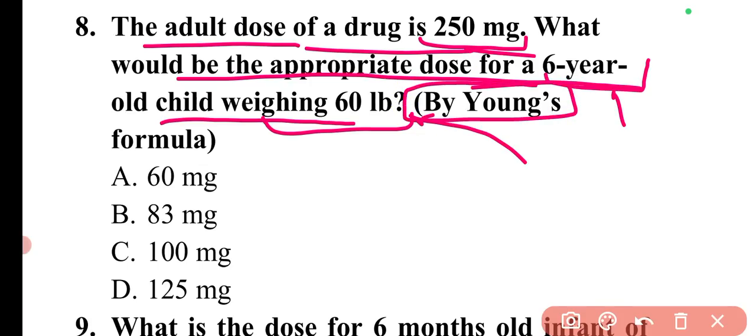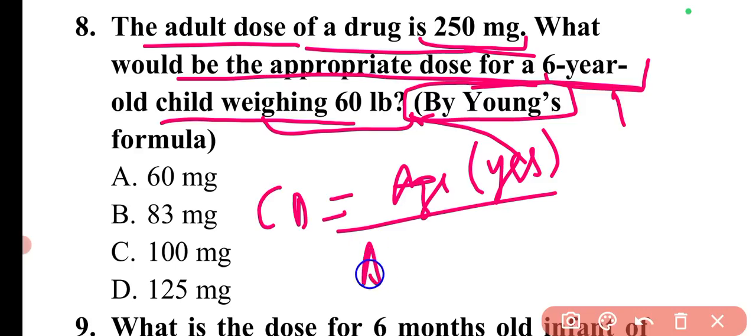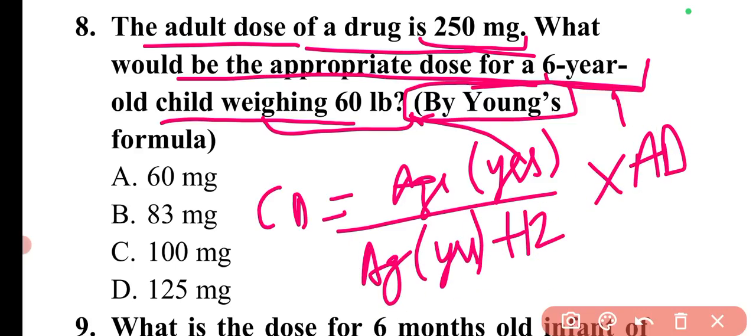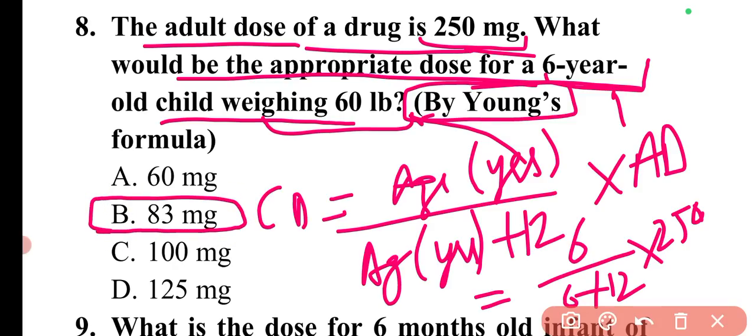But here it is specifically mentioned that we need to calculate by Young's formula. So why Young's formula? What is child dose? Child dose is equal to age in years divided by age in years plus 12, multiplied by adult dose. So this is the formula. Simply add the values: age is 6 years, divided by 6 plus 12, multiplied by adult dose, 250. After solving this equation, you will be getting a value of approximately 83.3 mg. So the nearby value is 83. So here option B will be the correct answer.